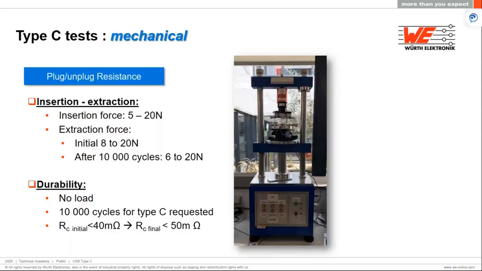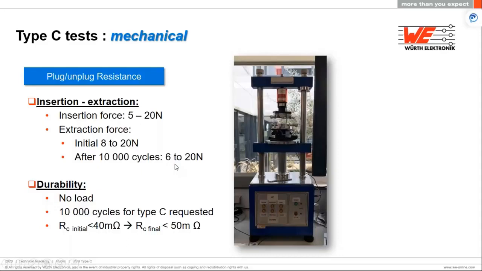And of course, these values can change, especially the extraction value, due to the regular wear and tear of the plug and the receptacle. So according to standards, the insertion force should be between 5 to 20 newtons, extraction between 8 to 20 newtons. But after 10,000 cycles, this initial extraction value can drop from 8 to 6.